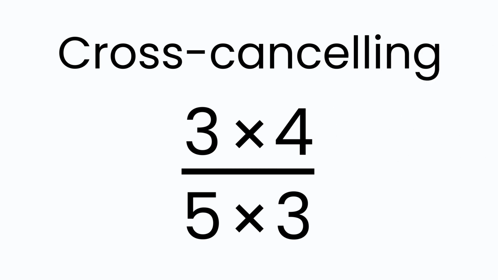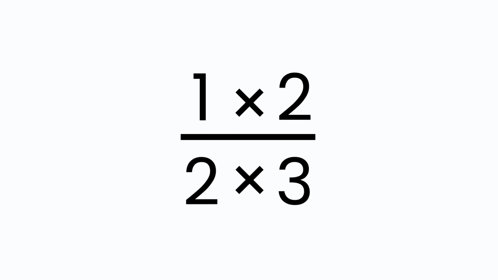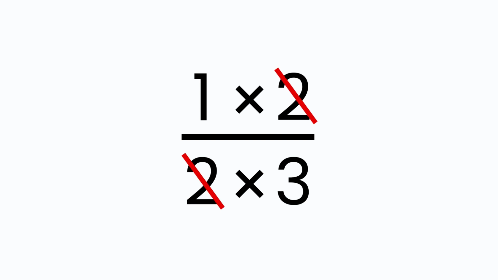You can do the same thing when you multiply fractions by each other, even though the factors come from different fractions. Let's look at an example. 1/2 times 2/3. Here, the factor 2 is both above and below the fraction bars, so they can be cross-canceled. Remember, you can cross-cancel because the factors equal 1 when divided, and anything you multiply by 1 stays the same. You do this before you multiply.